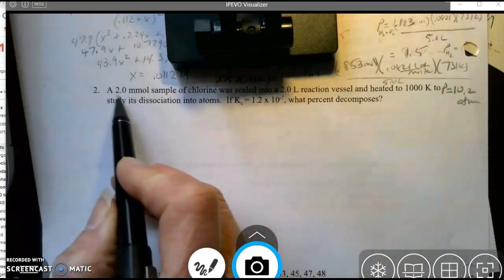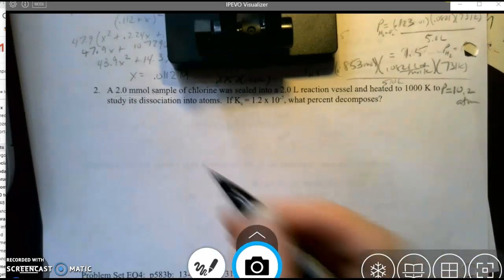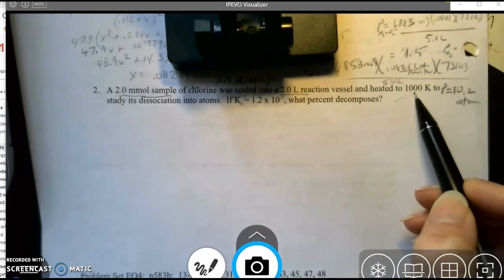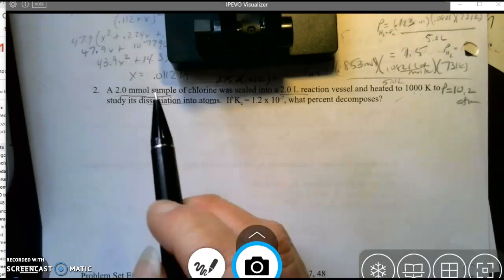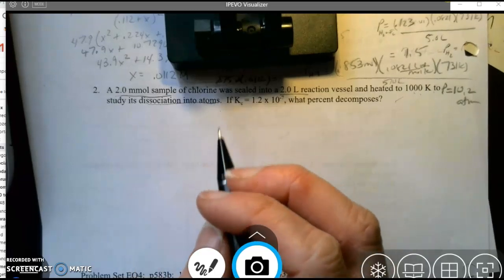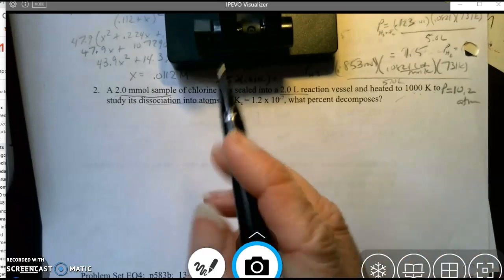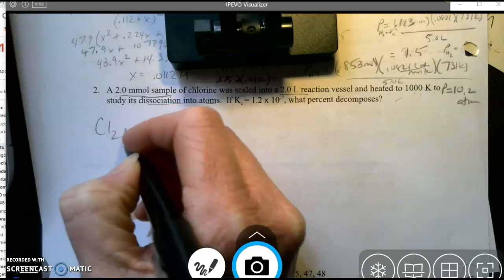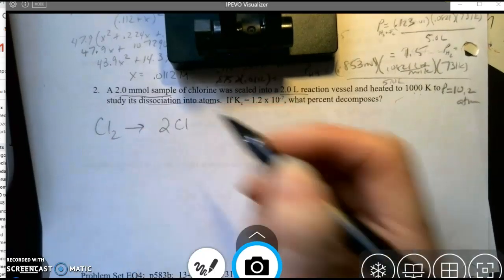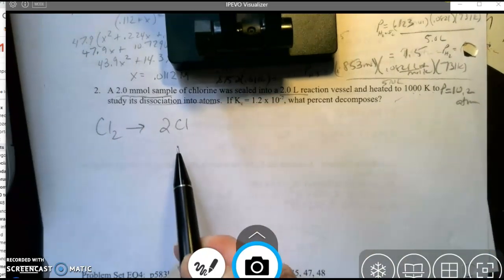All right, we have a 2 millimole sample of chlorine that is sealed into a 2-liter reaction vessel, heated to 1,000 degrees Kelvin to study its dissociation into atoms. So first thing I might do here is think about writing an equation. So I see that chlorine is dissociating into chlorine atoms. So that would be my equation.